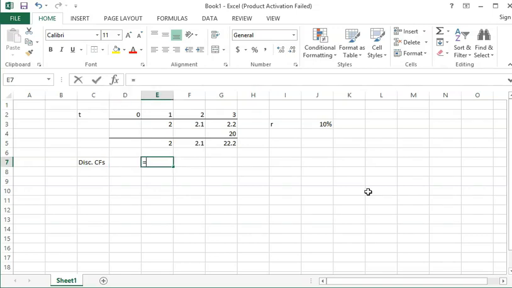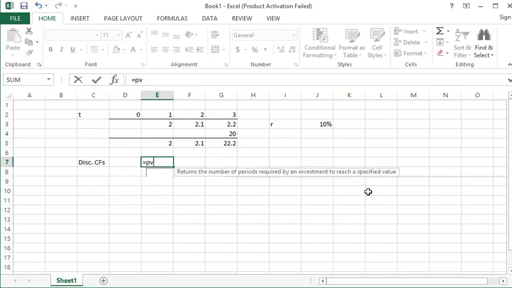Instead of that, simply use this formula: equals PV, present value. Have you ever used a financial calculator? In a financial calculator there is a row which is time value of money. This formula is exactly the same as that particular row on the financial calculator. If I do equals PV, this means I am finding present value. I will open bracket. It will ask me for rate.